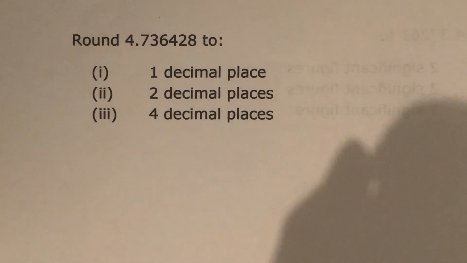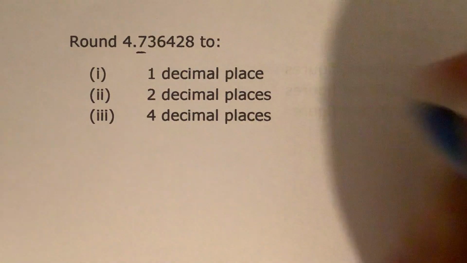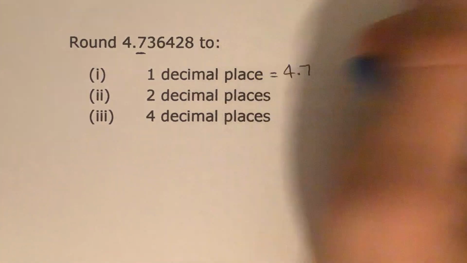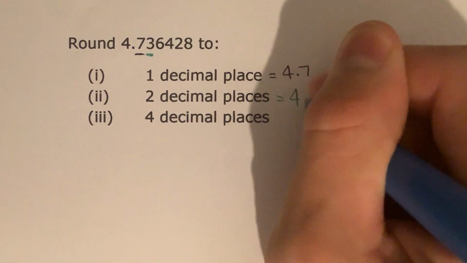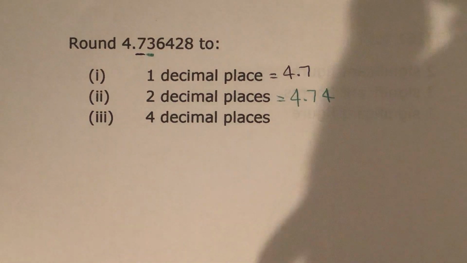Okay, let's go through some of these. So, rounding to 1 decimal place. I'm looking at the 7, the number after it is a 3, which means we round down. 2 decimal places, the 3, the number after it is a 6, so we round up, so it becomes 4.74.